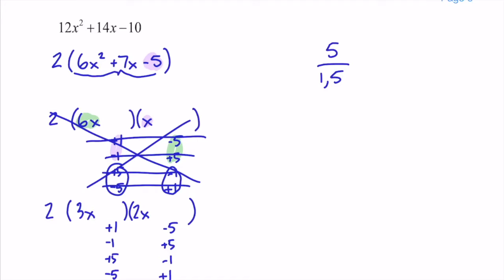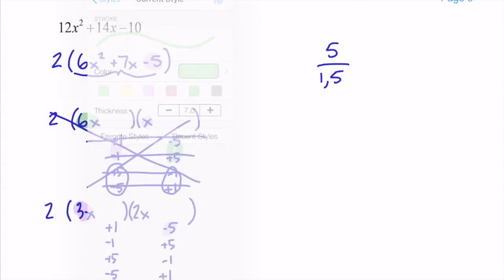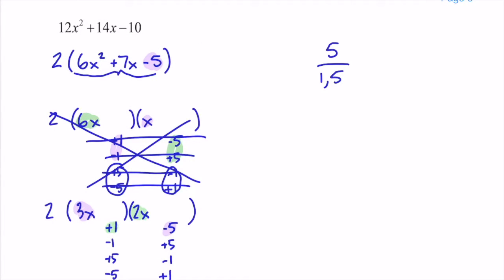Now, when I look at the next one, I got a 3x times a -5. Remember, I'm multiplying this 3x times these numbers, and then I'm multiplying this 2x times the numbers in this column. So when I do that for the first one, I get -15x plus 2x, which is -13x, which means the one directly below it is going to be a positive 13x. Well, neither of those is the 7x that I'm trying to make for my middle term. So it's neither of those.